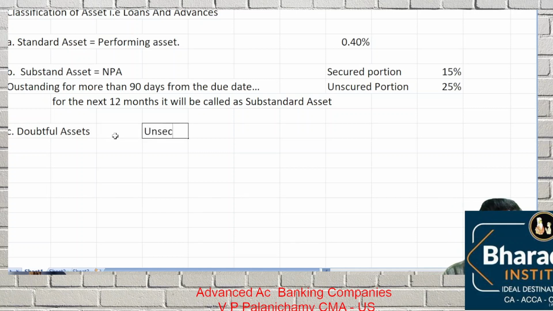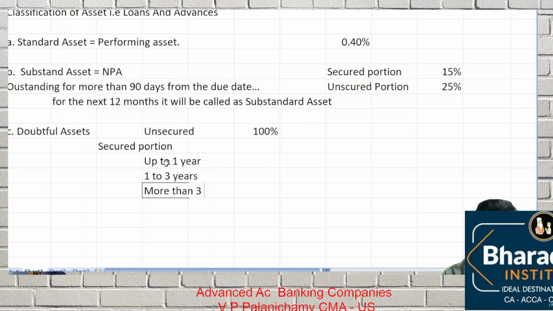Now doubtful assets. If the loan is unsecured, already 3 months plus 12 months, 15 months, are over, so create 100% provision. Unsecured loans not paid beyond 15 months from the due date need 100% provision, which means write off. Secured portion means we still hold a security but are not able to collect the money. This is classified into up to 1 year, 1 to 3 years, and more than 3 years.